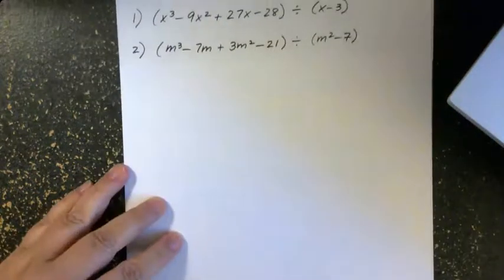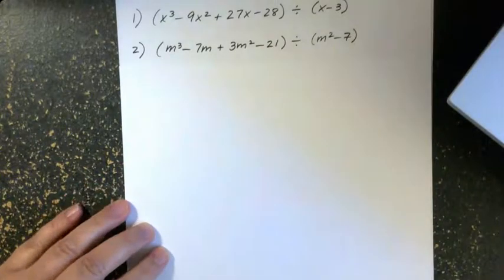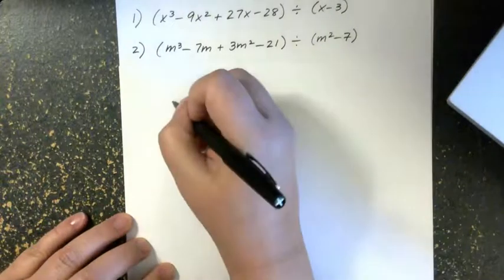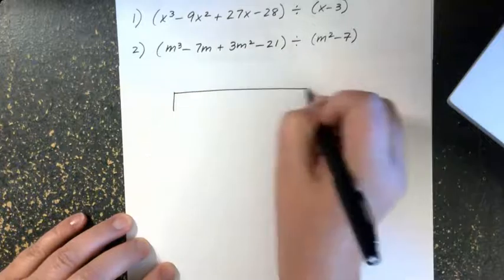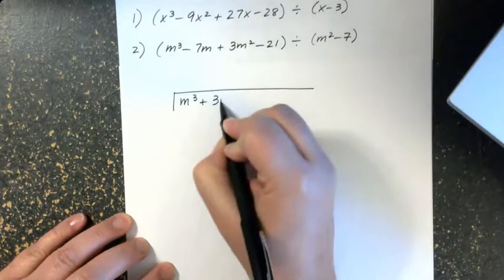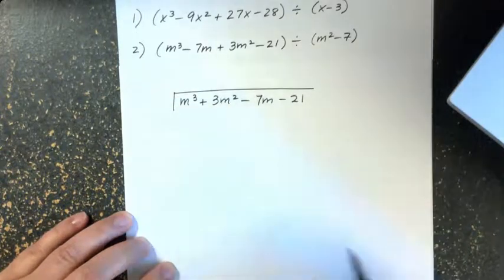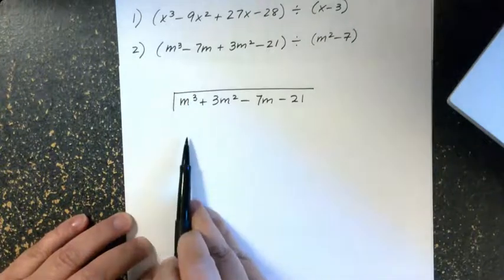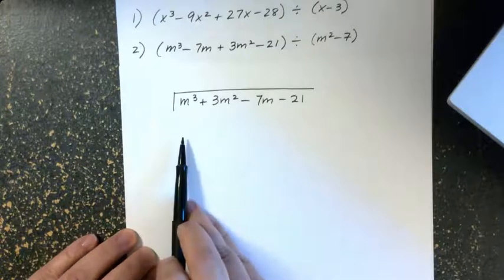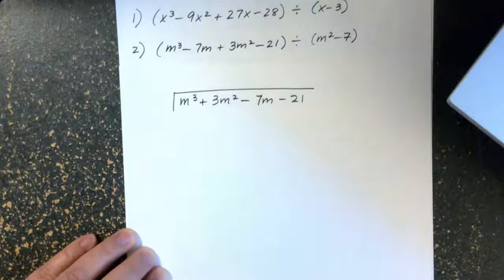Number 2, we have m cubed minus 7m plus 3m squared minus 21. That is our dividend. And remember, it's not in order. It's not in standard form. So I want to go ahead and rearrange it and put it in order. The order matters because when we're doing long division, we end up with a column that matches each one, in other words, like terms. We have an m to the third column, an m squared column, an m column, and a constant term column.